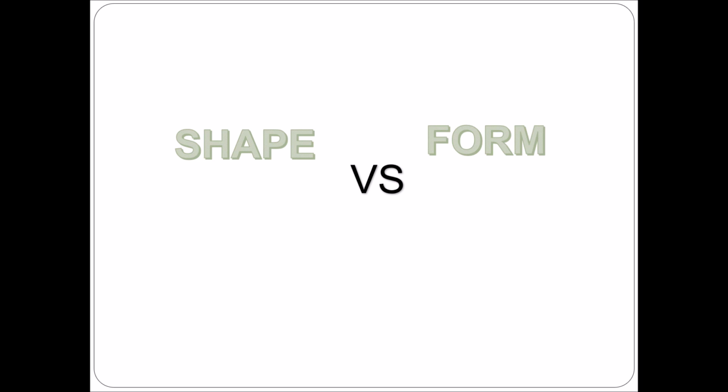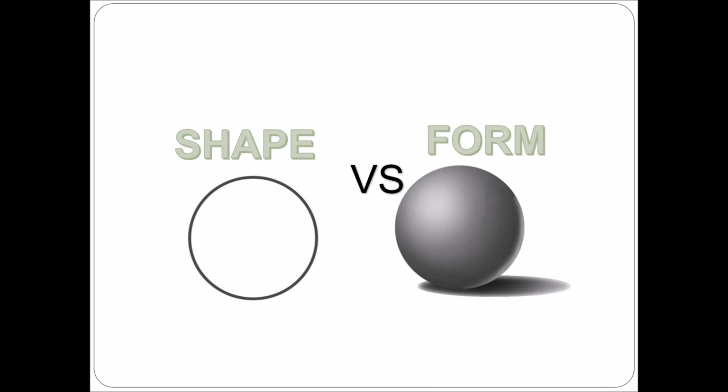Shapes is a two-dimensional object and form is a three-dimensional object. So that's the difference between shape and form. For instance, the circle is a shape and the sphere is a form.